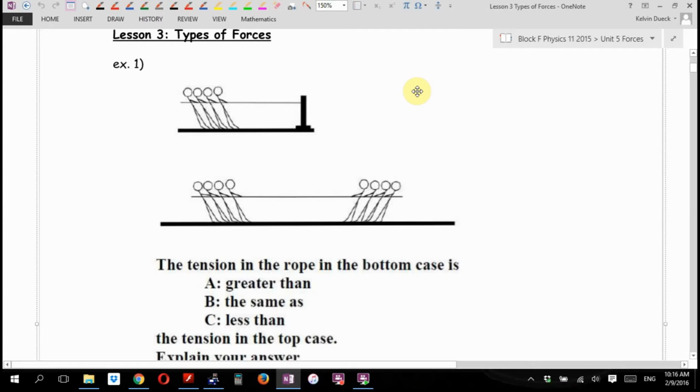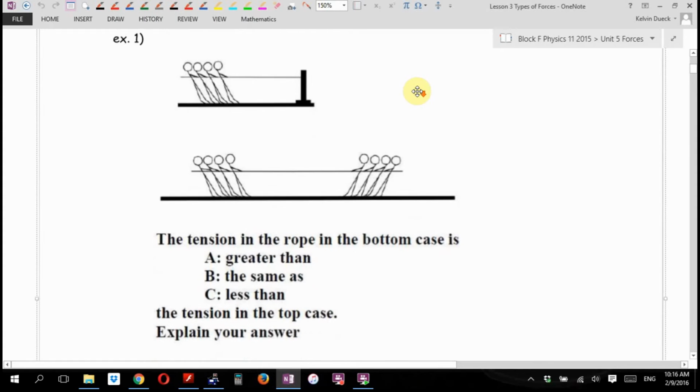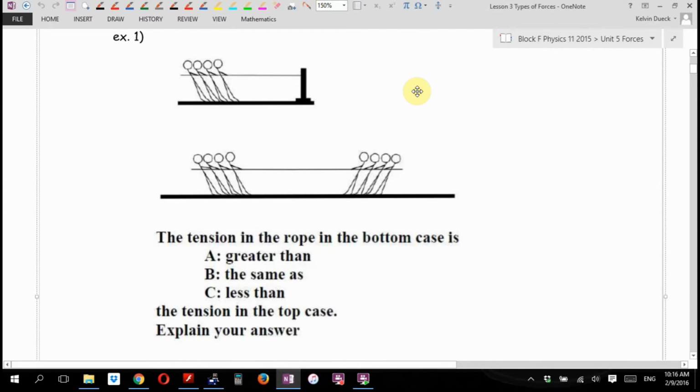The tension in the rope in the bottom case is A, greater than, B, the same as, or C, less than the tension in the top case. Once again, this gives us a chance to vote. How high you hold your hand up is how sure you are of the answer. We have a picture: 4 guys pulling on a rope where the rope is attached to a column, and then 8 guys pulling, 4 in either direction. Who says the bottom rope, with 8 people, has got to feel more tension?